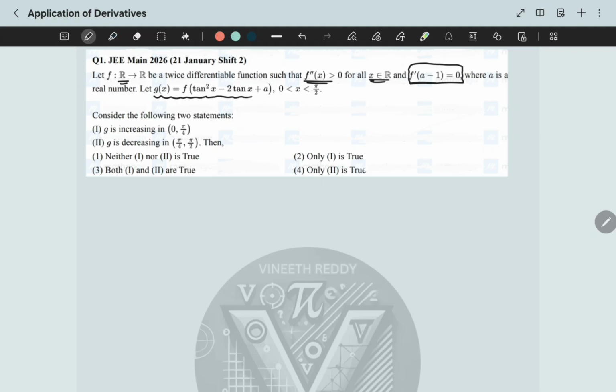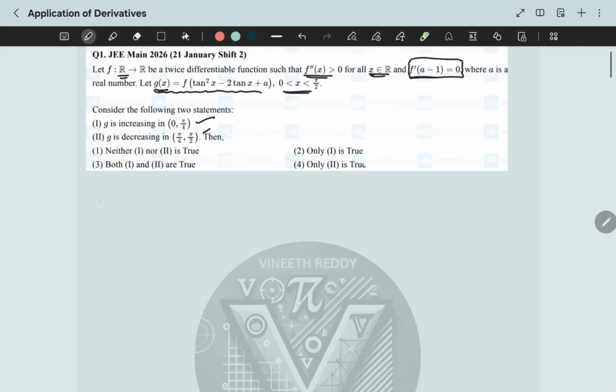and let g of x is equal to f of tan square x minus 2 tan x plus a, such that 0 less than x less than pi by 2. Consider the following two statements: g is increasing in this interval and g is decreasing in this interval. For that we need to find the derivative, right? So whether statement 1 is true or false we have to check, right?